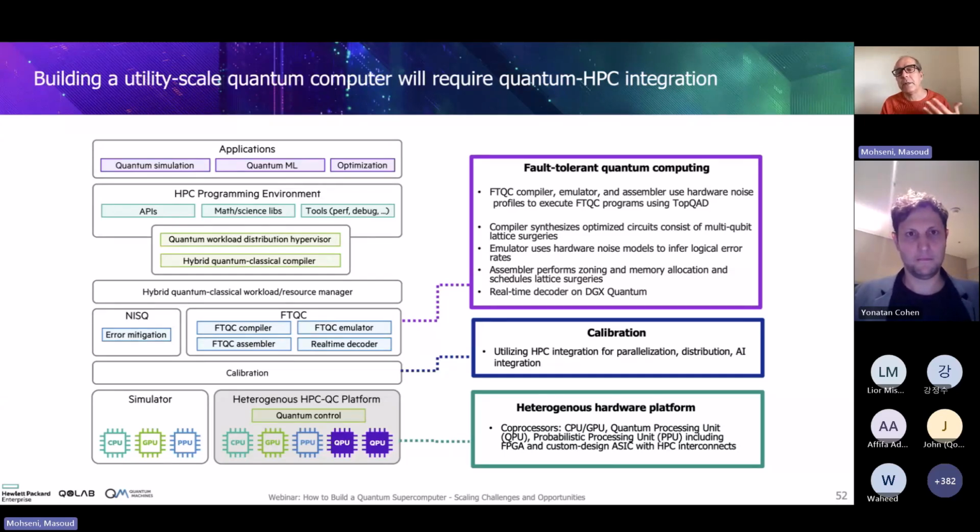And the calibration is below that. You have to do calibration because of this TLS and various different noises that could change in time. You need to do calibration quite frequently, and that's a huge challenge in scheduling work across different quantum processors. Below that, you have a heterogeneous system with various different CPUs, QPUs, GPUs, probabilistic processing units, and various different species even of quantum processing units.